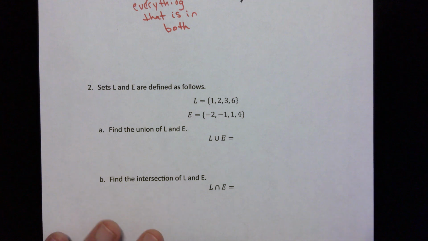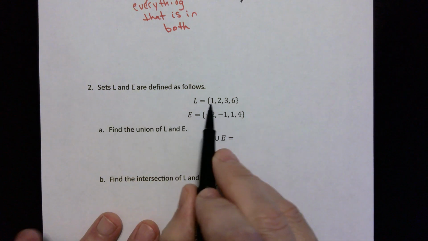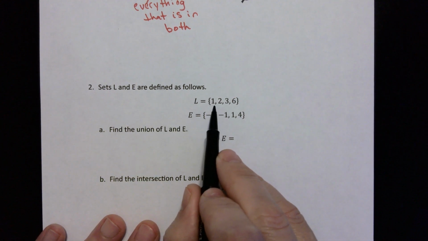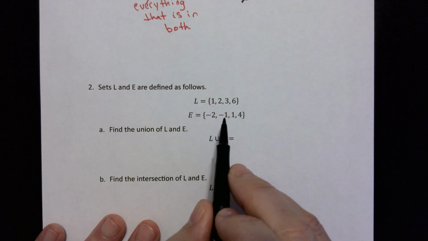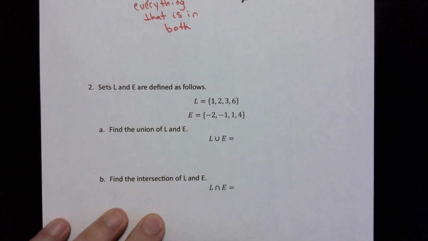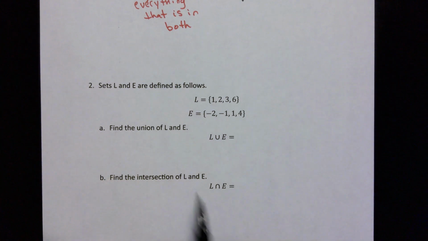Okay. Let's look at the next question. So we have L and E defined as follows. L is the set that contains 1, 2, 3, and 6. E is the set that contains -2, -1, 1, and 4. Our first question is find the union, and remember that is everything that shows up at all in either one of these things. That's what we're going to write down.